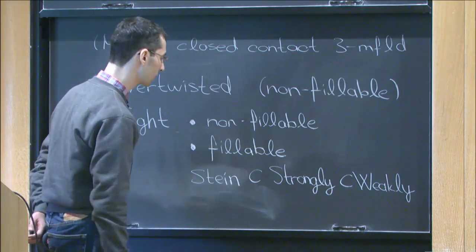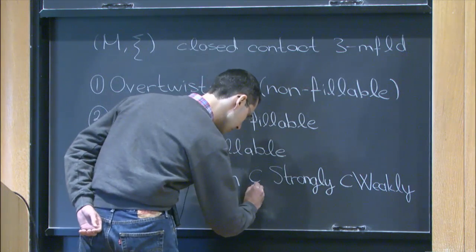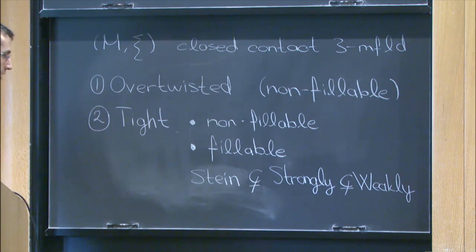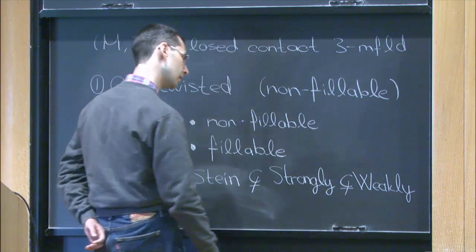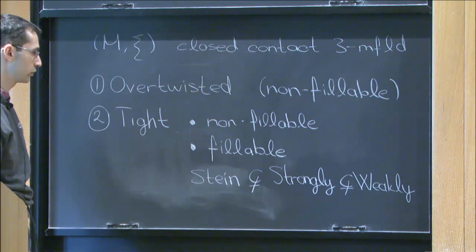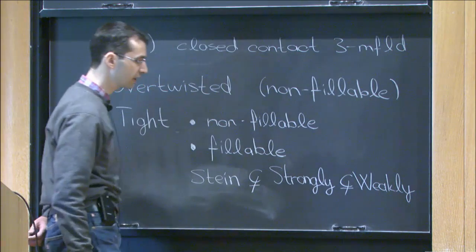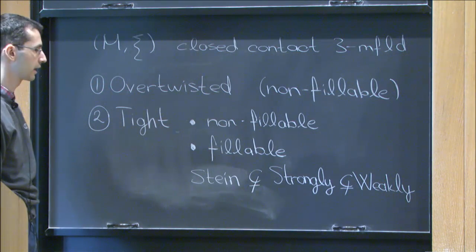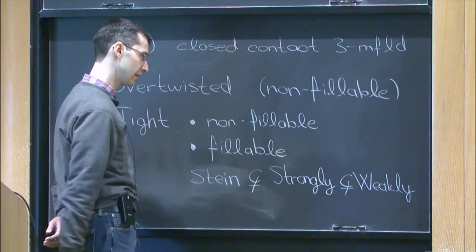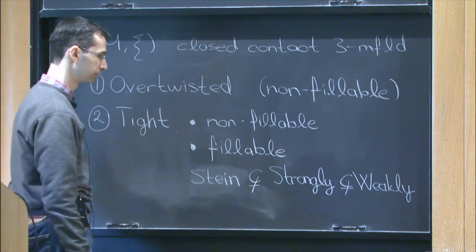But it was shown over time that these are proper inclusions, so these sets are not equal to each other. The case of strongly versus weakly fillable was due initially to Eliashberg in the case of T^3, and then later on, I think, to Ding and Geiges for general T^2 bundles over S^1, meaning that there are weakly fillable contact structures which are not strongly fillable.